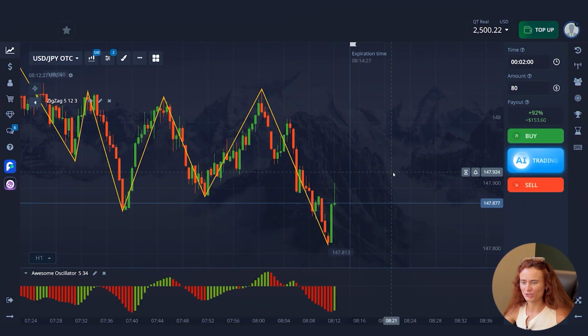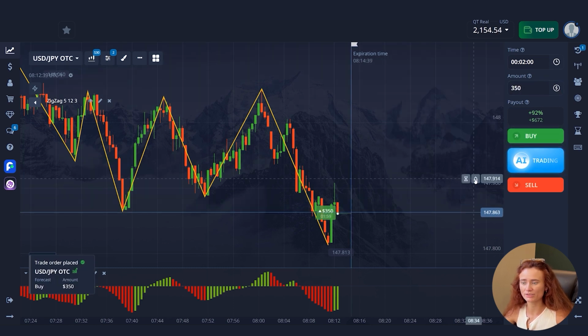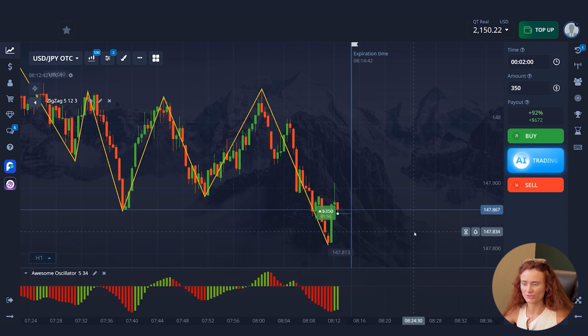Found the first suitable situation, so let's break it down and open a trade. The trading time will be 2 minutes, starting at $350, and my prediction is that the price will increase, so I'll press the green button to open the trade.